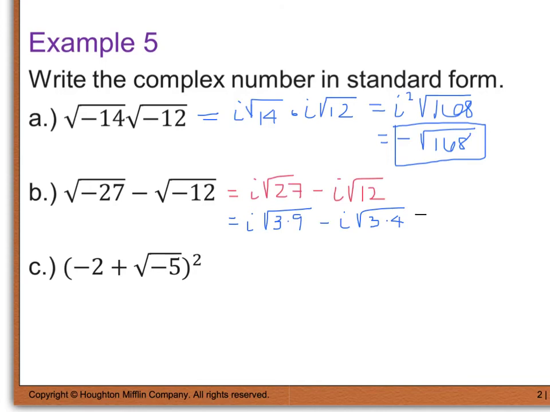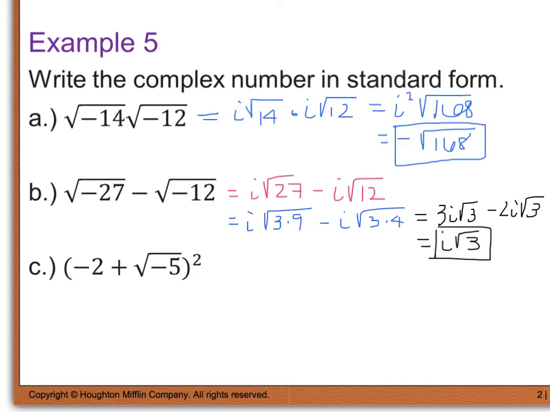So if I simplify those radicals, that's going to give me the square root of 3. I can't simplify that, but I can simplify the square root of 9. So I end up with 3i times the square root of 3 minus the square root of 4 is 2, so I have 2i times the square root of 3. Now I have the same number underneath my radicals, so all I have to do is add or subtract the coefficients. So this is going to give me 3i minus 2i is 1i times the square root of 3. So this right here then is my final answer.